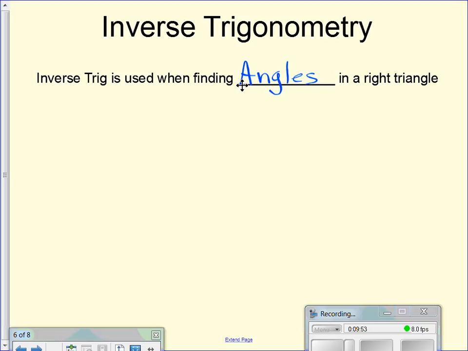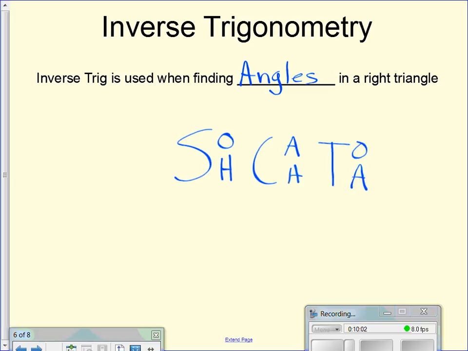And you've got to remember a really important acronym for it, the same exact one that we've been using. SohCahToa is the same thing that you use for inverse trig. You're just going to put a little twist on it that I'm going to show you really quick, and then give you a couple more examples, and we are good.